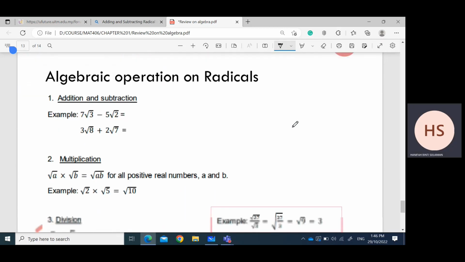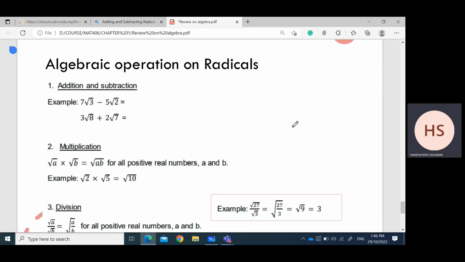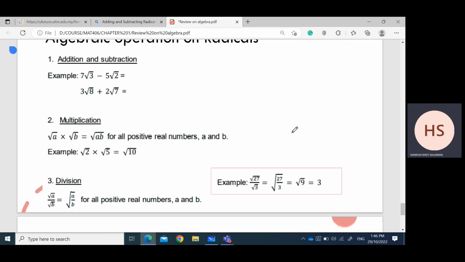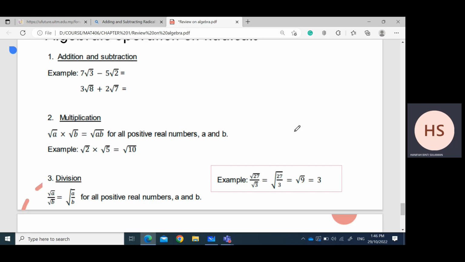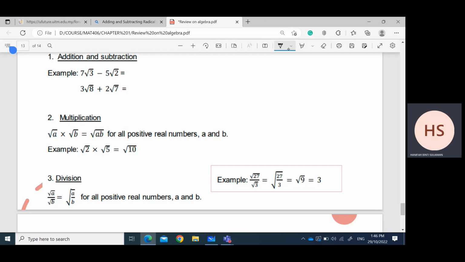Alright, so next we look at operations on radicals. In radicals, we have about 3 operations. The first one is addition and subtraction. The second is multiplication. And the third one is division. Okay, so look at the first example.